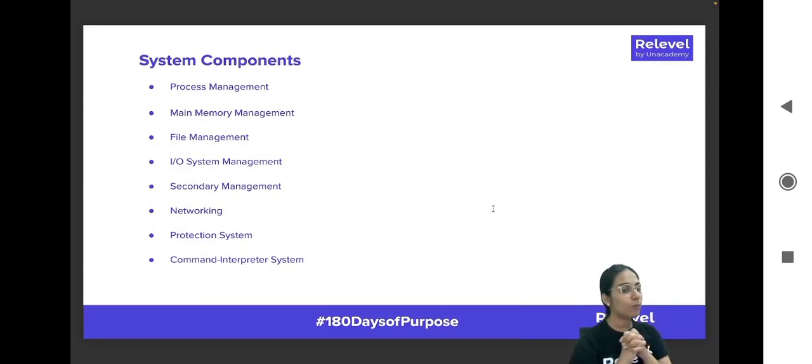Input and output system management is usually about device drivers and how we tackle them. Secondary storage management takes care of disk scheduling, free space management, and how we allocate storage. When we talk about networking, we mostly deal with how different processes can communicate with each other using a communication network, with the required protocols in place.